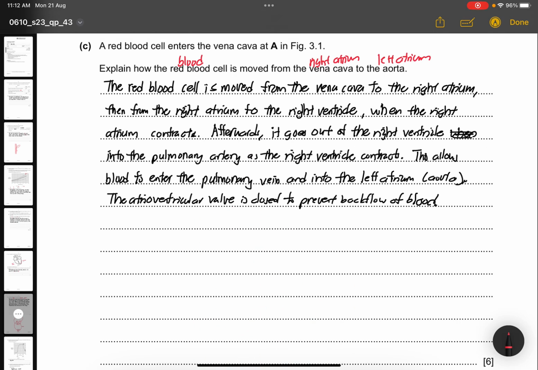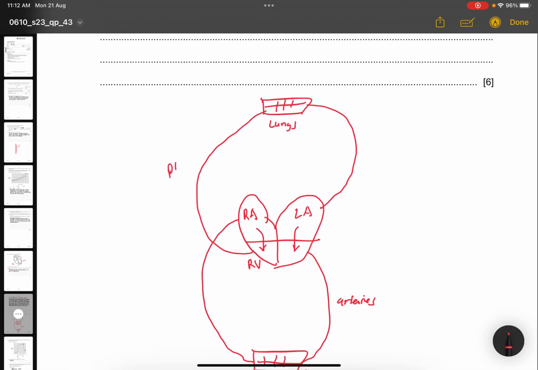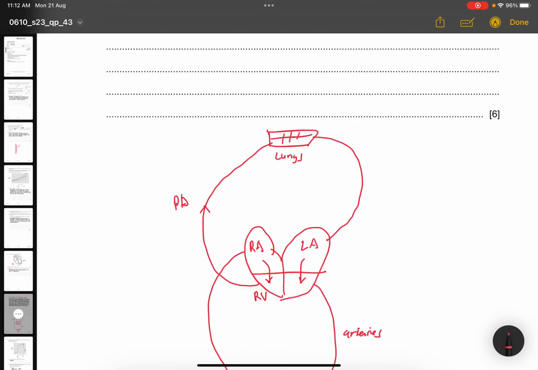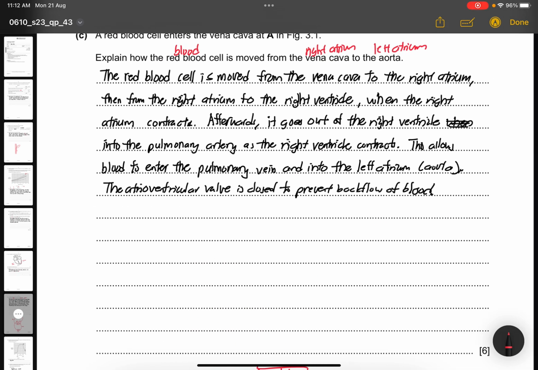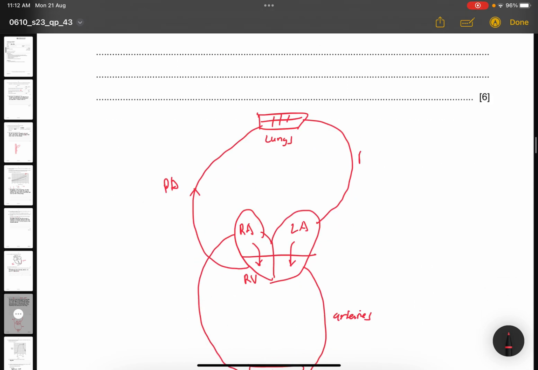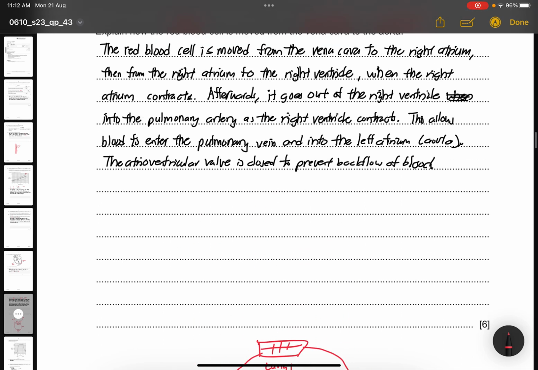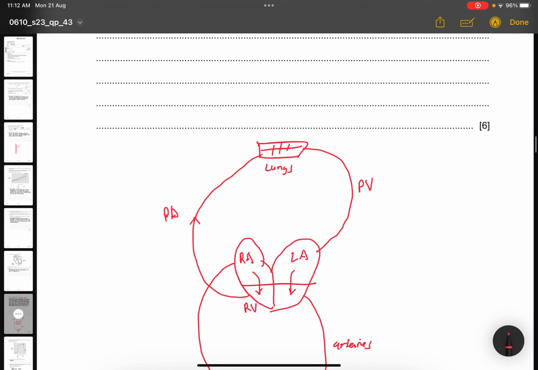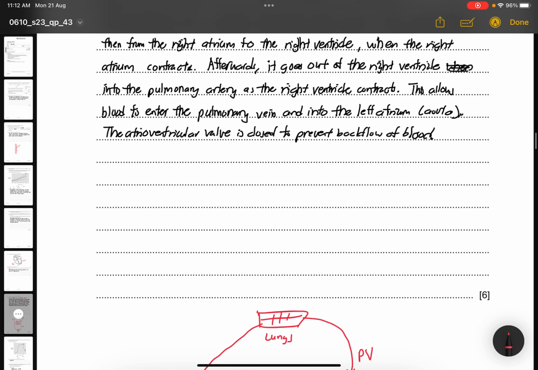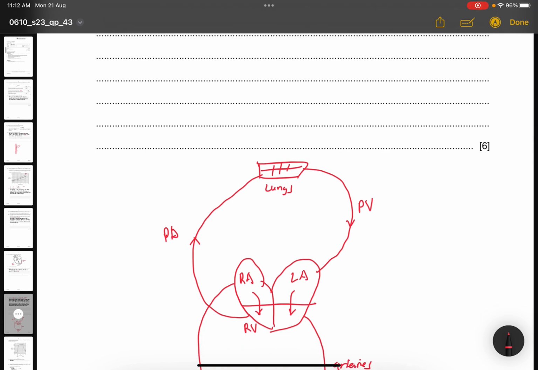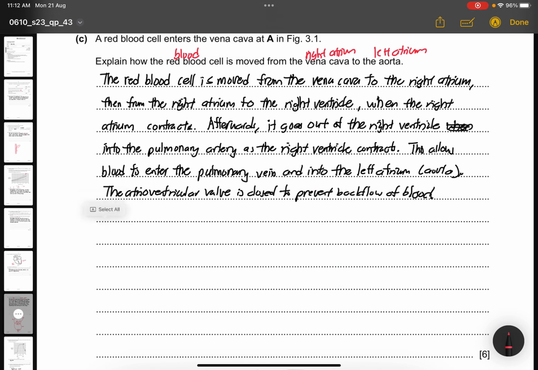Then afterwards, it goes out of the right ventricle into the pulmonary artery. So this is the pulmonary artery. This is going back to the lungs as the right ventricle contracts. This allows the blood to enter the pulmonary vein, which carries the newly oxygenated blood, into the left atrium. Okay, the atrioventricular valve is closed, of course, when the blood enters the left atrium, to prevent the backflow of blood. Alright, that's pretty much 6 marks.